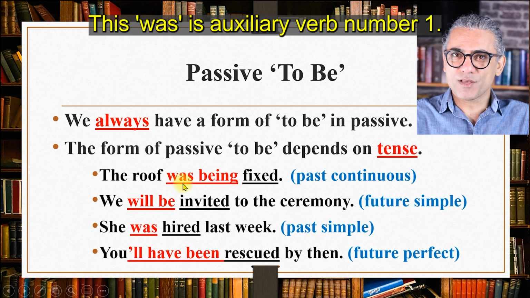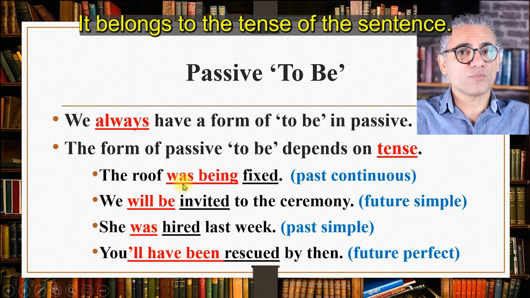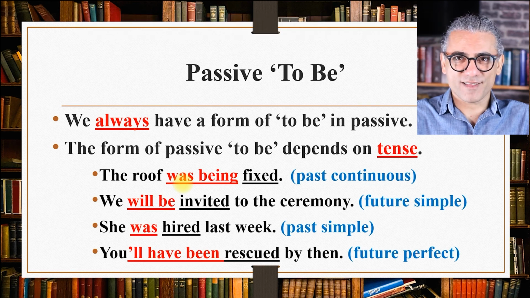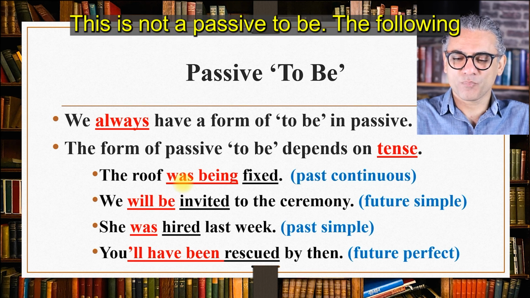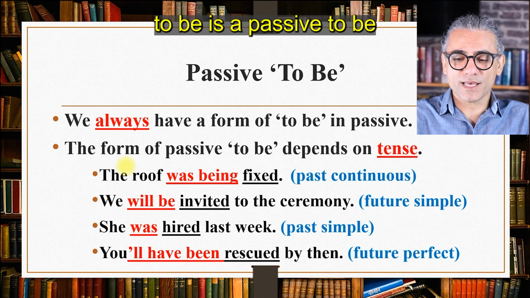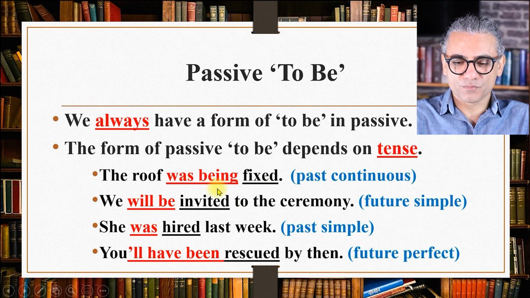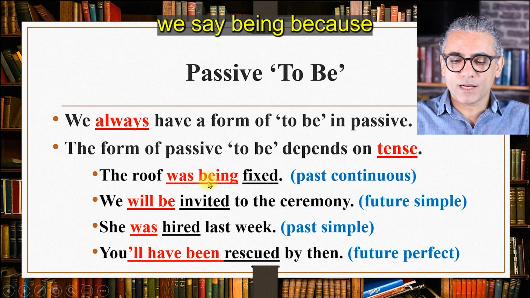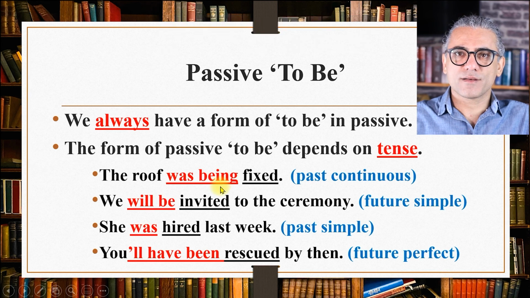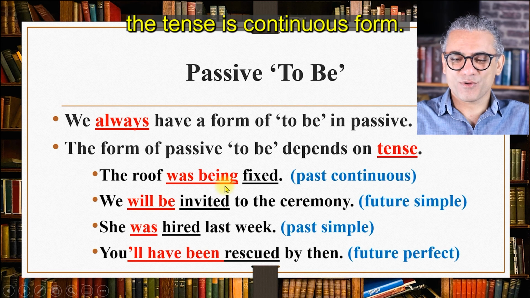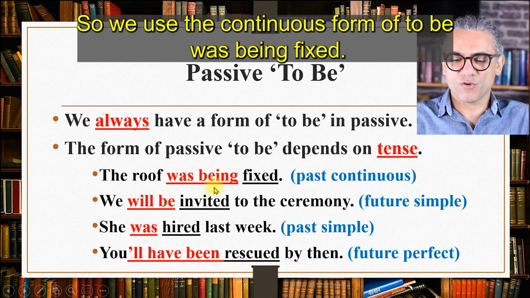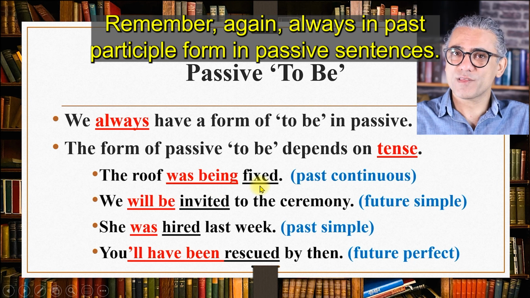This was is auxiliary verb number one. It belongs to the tense of your sentence. This is not a passive to be. The following to be is a passive to be. We say being, because the tense is continuous form, so we use the continuous form of to be. Was being fixed. Fixed, remember, again, always in past participle form in passive sentences.